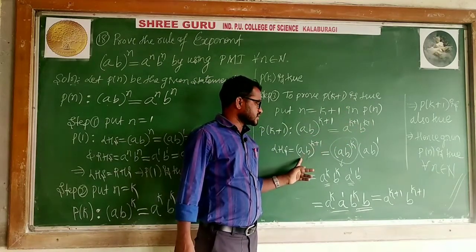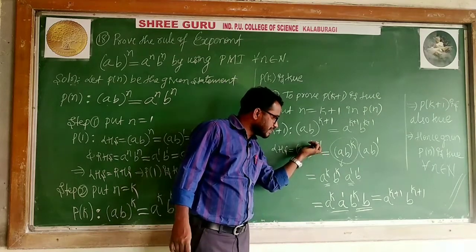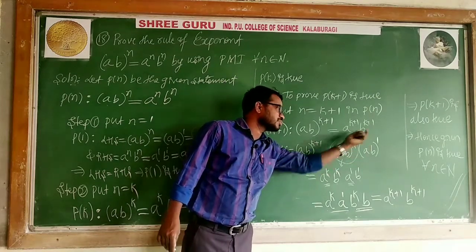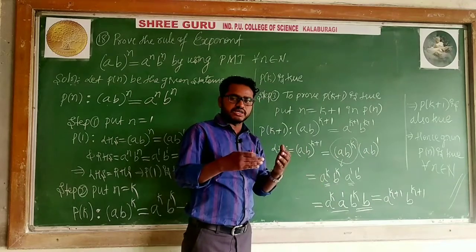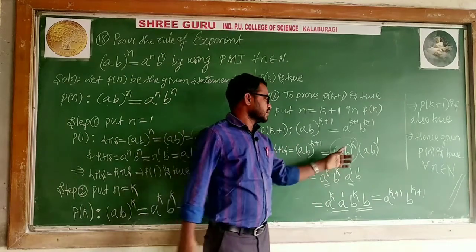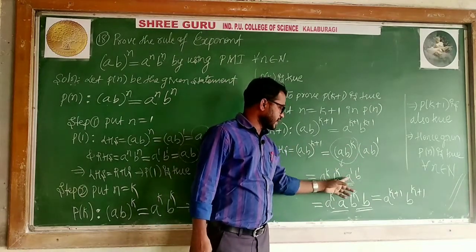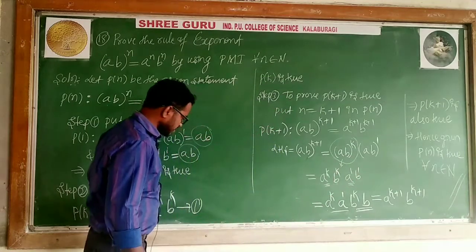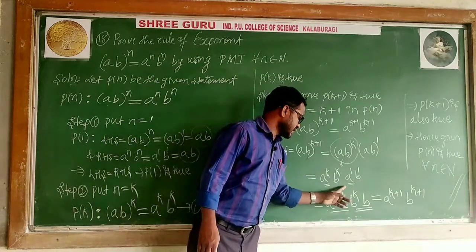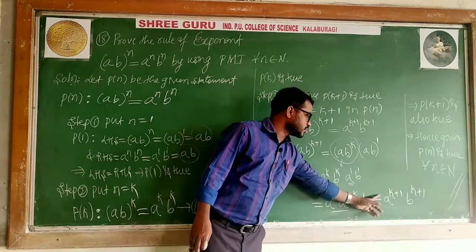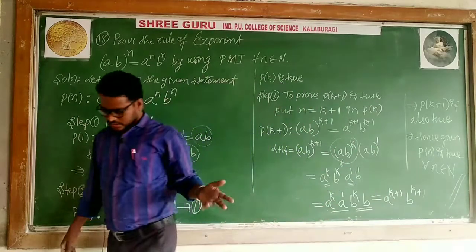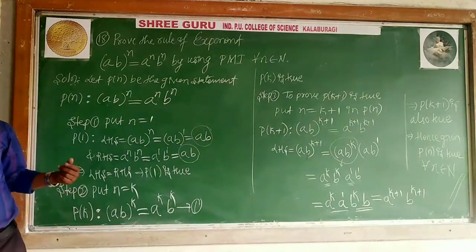Then taking LHS, (ab) whole to the power k plus 1 can be written as (ab) whole to the power k times (ab) whole to the power 1, because bases are same, powers you can add, or if you want you can split the power. (ab) whole to the power k is a to the power k, b to the power k, times ab. A collected on one side, b collected on one side: a to the power k plus 1, b to the power k plus 1. Therefore you can say this statement is true.